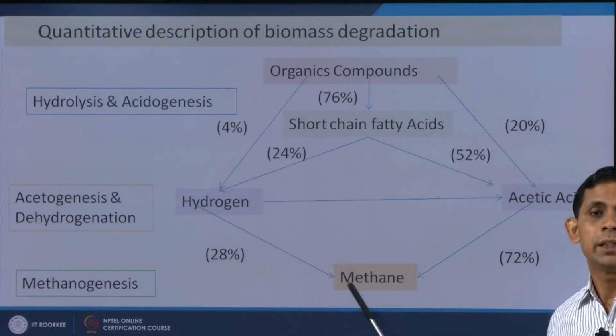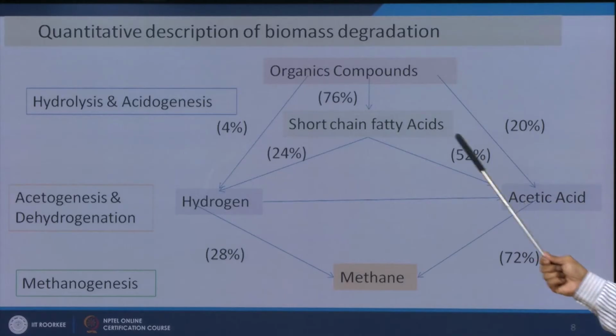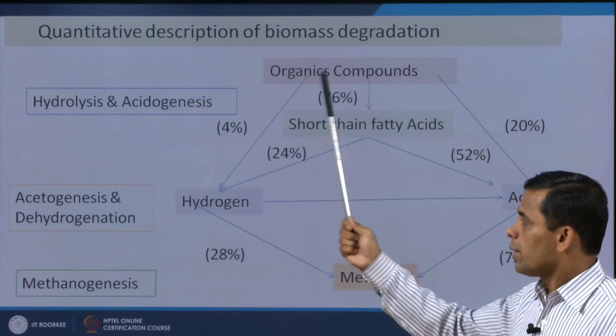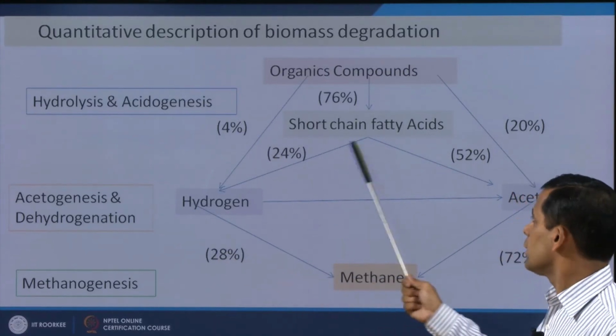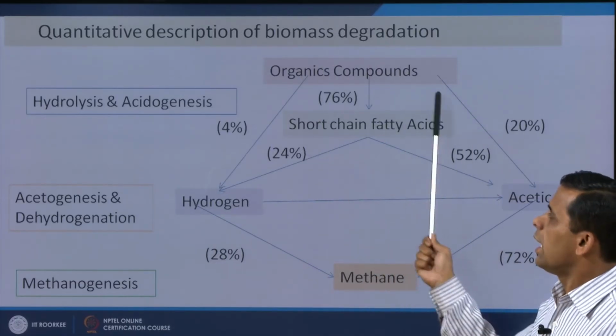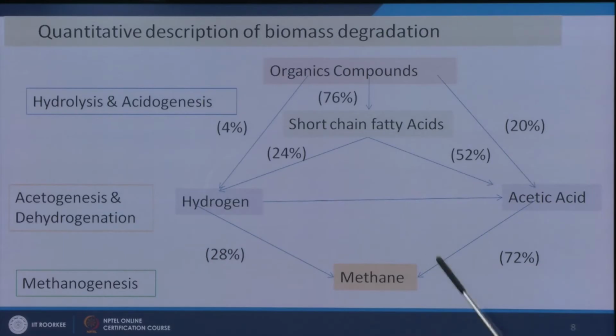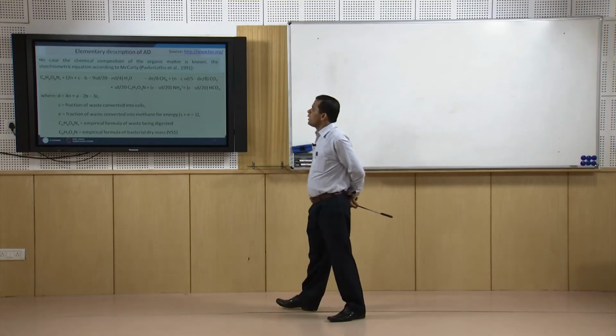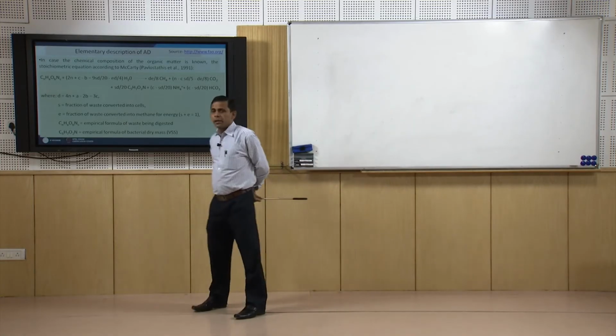So, hydrolysis and acidogenesis is this step. Next is acetogenesis and dehydrogenation, and this is the methanogenesis step. These are the steps and their relative contributions to the overall process. These are typical values, and they may differ from case to case. Now, an elementary description of anaerobic digestion.